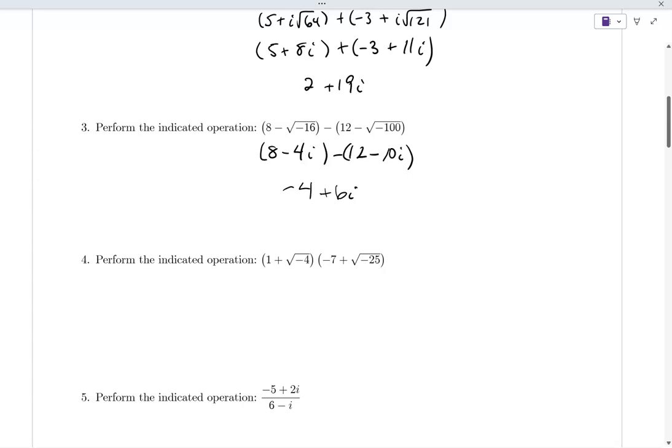All right, let's do some multiplication and division. Multiplying, same kind of concept. We just have one extra little step to do. So let's simplify first these negative radicals there. Square root of negative 4 is the same thing as i square root of 4, and square root of 4 is 2. So we get 2i, good. 5i, good. So we get 1 plus 2i times negative 7 plus 5i.